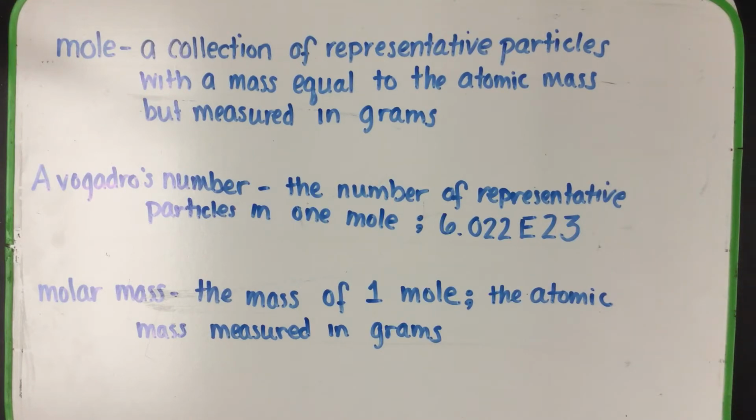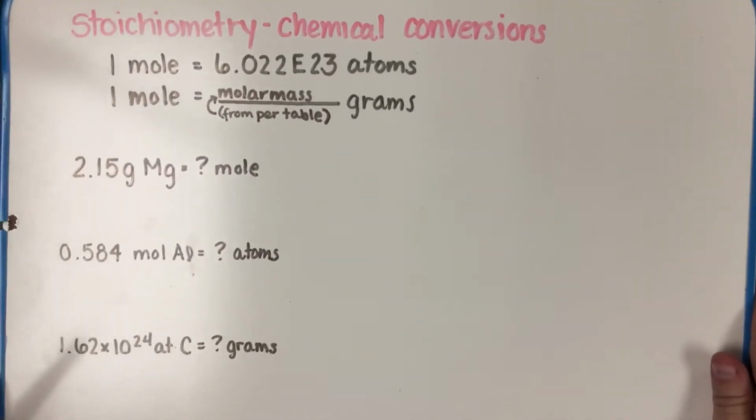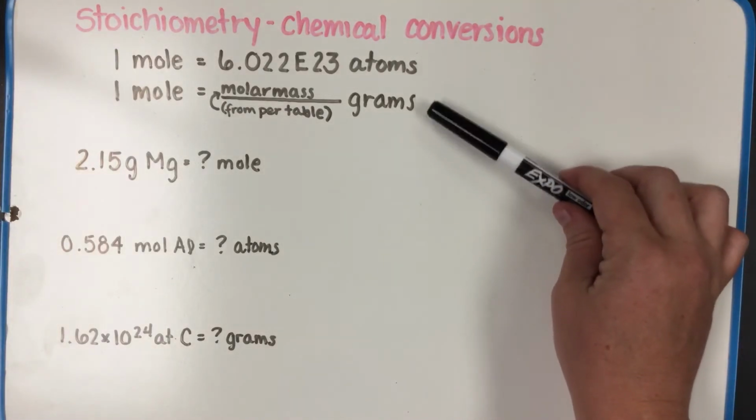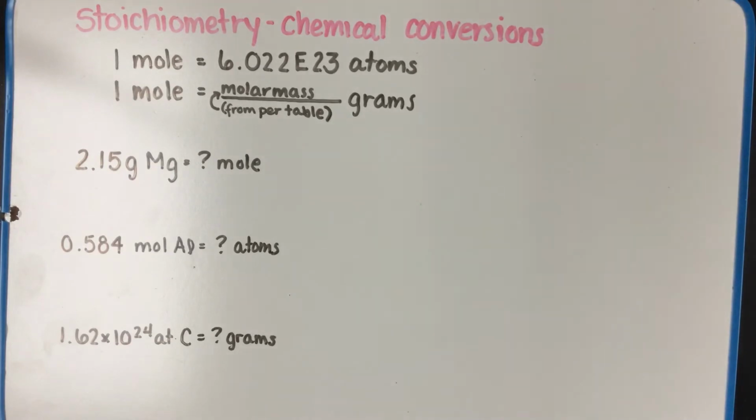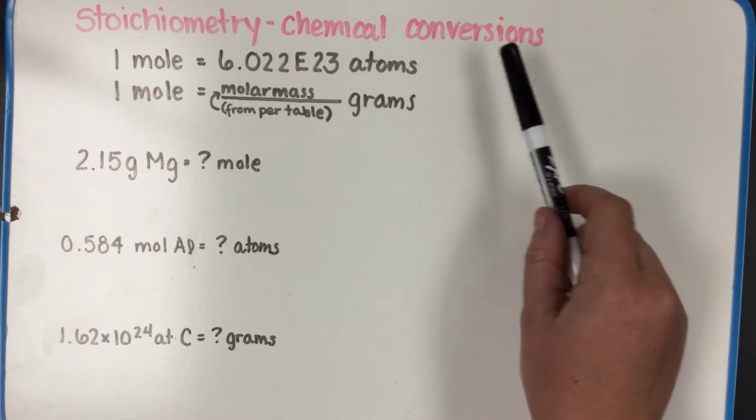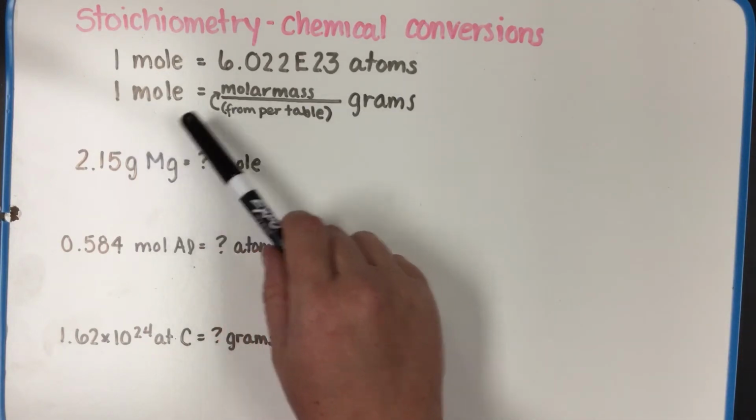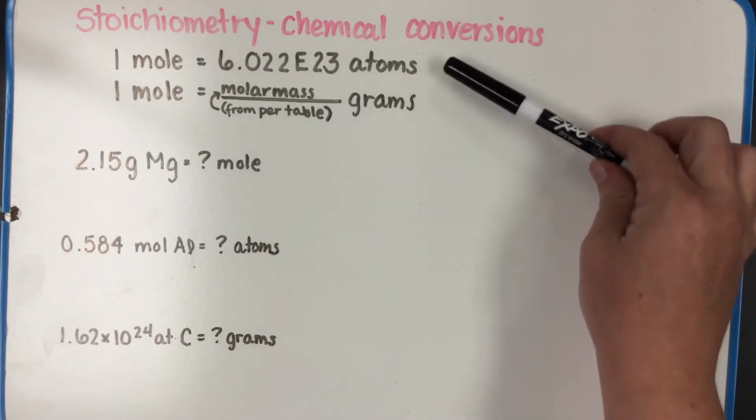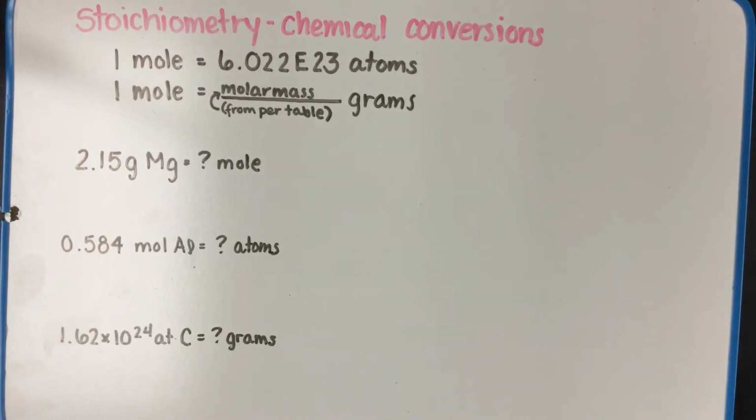Now the concept of the mole and the idea behind Avogadro's number are going to be used when we solve stoichiometry problems. And stoichiometry is really just a fancy term for a chemical conversion. We're going to use these two equalities in our chemical conversions. We know that 1 mole of anything is equal to 6.022 times 10 to the 23rd atoms of that element. And we know that 1 mole of anything is equal to the molar mass from the periodic table, but measured in grams. These are the equalities that we'll be using in place of the equalities of our measurements from before.